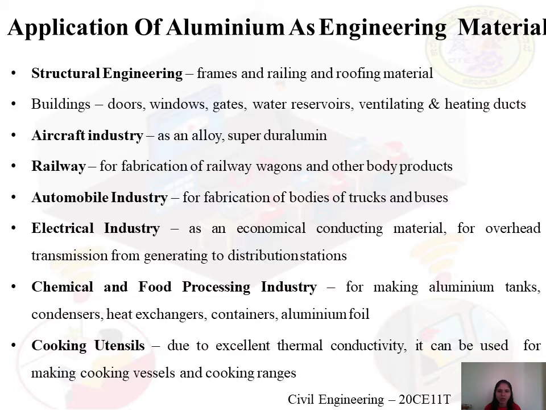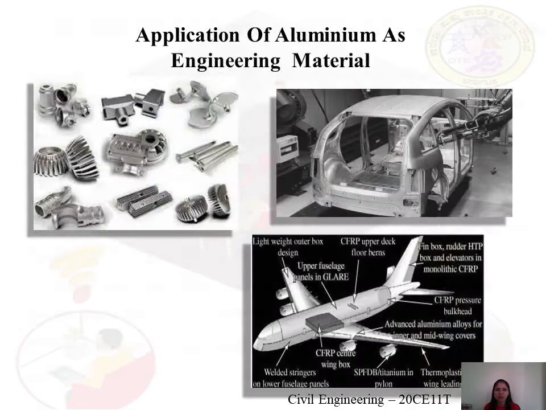In your daily usage, you use aluminium vessels. It is used because of its high thermal conductivity, so it can be used for making cooking vessels and cooking apparatus. These are some of the applications of aluminium. What are some of the advantages of aluminium?